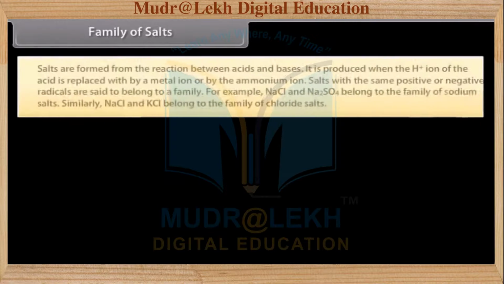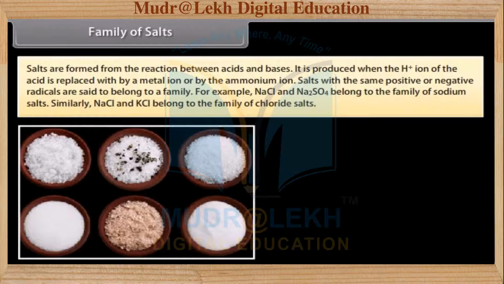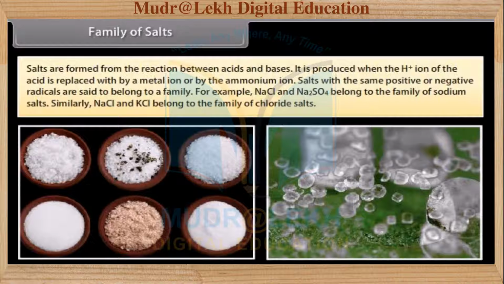Family of salts. Salts are formed from the reaction between acids and bases. It is produced when the H+ ion of the acid is replaced by a metal ion, or by the aluminium ion, or by the ammonium ion. Salts with the same positive or negative radicals are said to belong to a family. For example, NaCl and Na2SO4 belong to the family of sodium salts. Similarly, NaCl and KCl belong to the family of chloride salts.